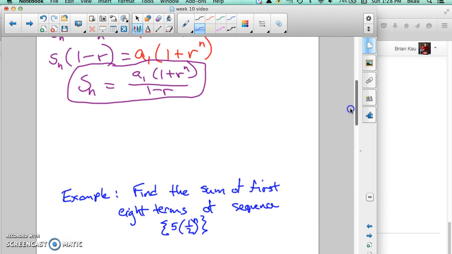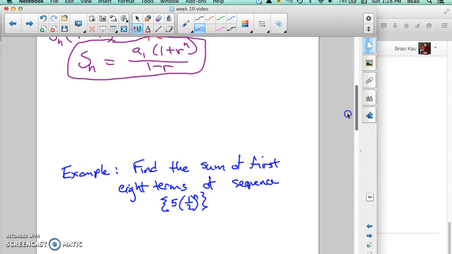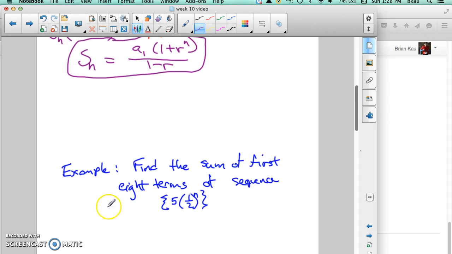Okay, now my example here says find the sum of the first 8 terms of the sequence. So let's first of all determine what some of the values of the sequence are in this example. So my first term, n is 1, we're going to put 1 in there. That's going to be 1/2, so it'd be 5 times 1/2, or 5 halves for n is 1. N is 2, that's going to be 1/4, so the next term is going to be 5 times 1/4, which is 5/4. And the third term is 5 times 1/8, because that's third power, so that's going to be 5/8.